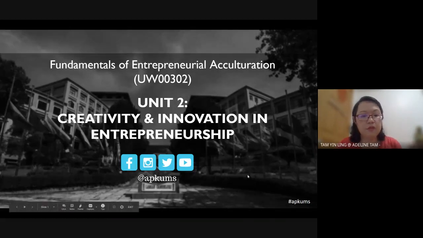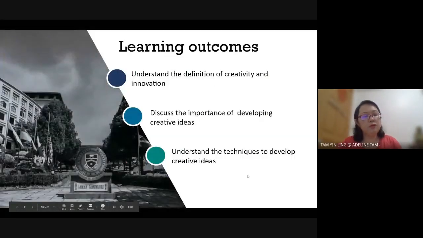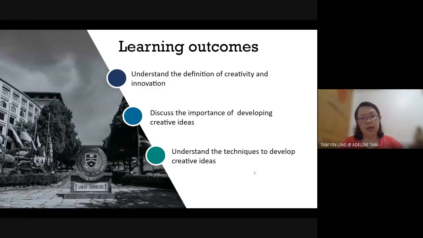Okay, so right, we go back to unit two. If you have some more question, you can ask me later. Okay, for unit two, we look at creativity and innovation. Okay, look at the importance of creating, developing creative ideas and look at know the techniques to develop creative ideas.